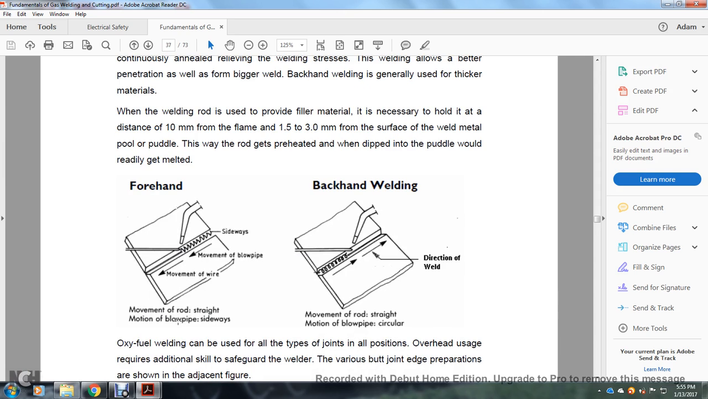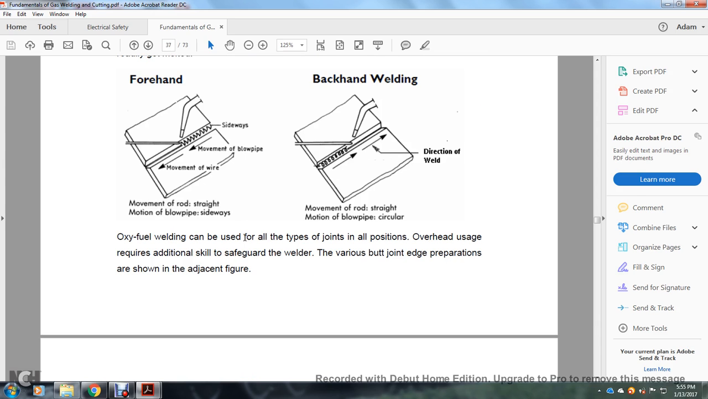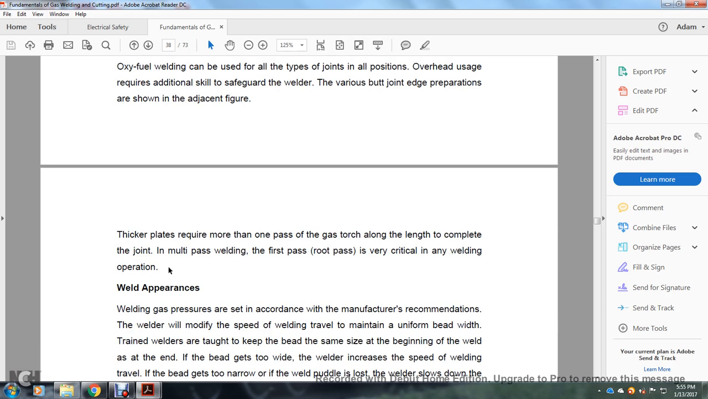Forehand welding shows sideways movement of the blowpipe, and movement of the rod slightly above the blowpipe. In backhand welding, the movement of the rod is straight in line with the blowpipe, with the direction of the weld going backwards. Oxyacetylene welding can be used in all types of joints and positions. Overhead usage requires additional skill and safety guard. The welds of the various butt and joint edge preparations are shown adjacent to the figure.